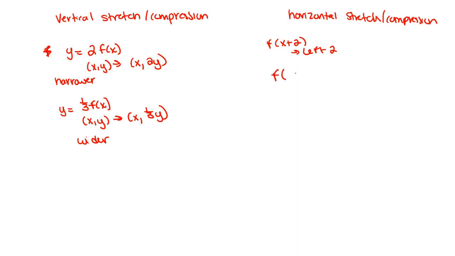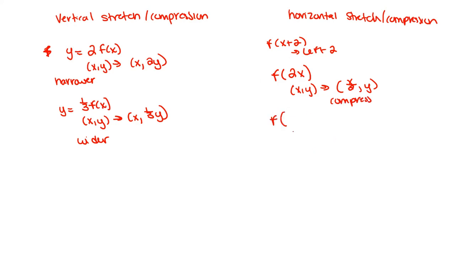If I have f of 2x, what's going to happen is I'm not multiplying the x's by 2. I'm actually going to divide all of the x's by 2. So my original point, I'm going to take each x divided by 2, and then the y's will stay the same. What is happening here is a horizontal compression. So this is going to compress your graph.